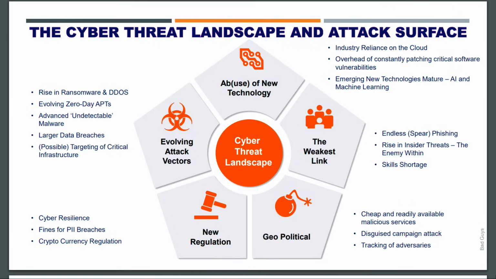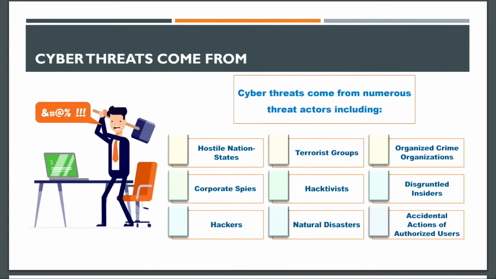Similarly, what is the weakest link? Endless spearphishing. So these terms somehow link with the threats and their landscape, and the major point is called attack surface. The attack surface could be the cyber resilience process, it could be larger data breaches, it could be emerging or evolving zero-day attacks, zero-day APTs. So these are the pointers. Now the point is how these threats are coming, where they are coming from, what is the source of this origination. We have seen that there are different people or threat actors generally behind these things. It could be hostile nations, it could be corporate spies.